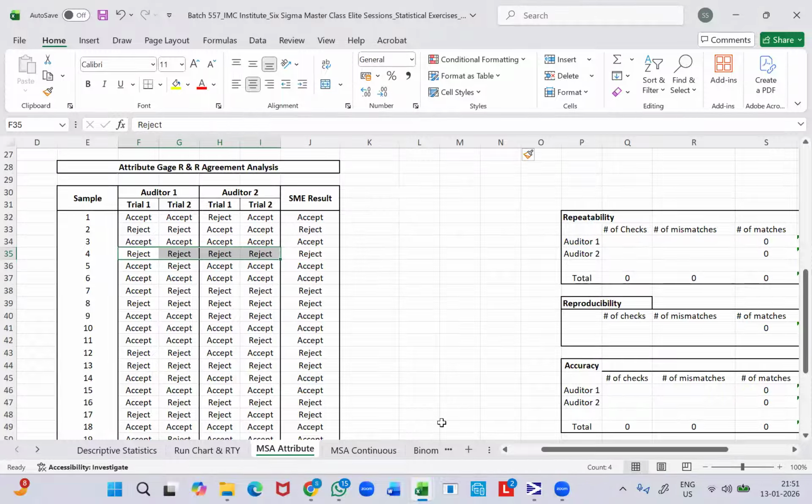Accuracy is nothing but the consistency of the auditor provided results when compared with the true value. So here we will be comparing the auditor 1, trial 1 and trial 2 results with that of the SME result. So all these 3 results should actually match for that auditor to score on accuracy. So even if there is a single mismatch, it would amount to accuracy variation.